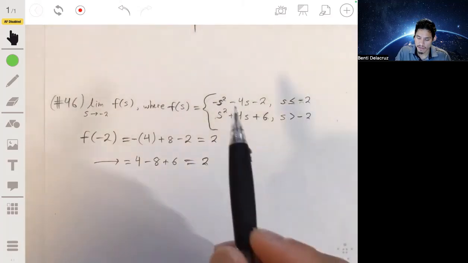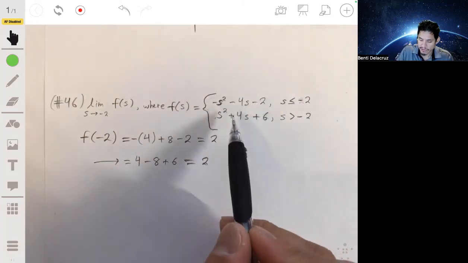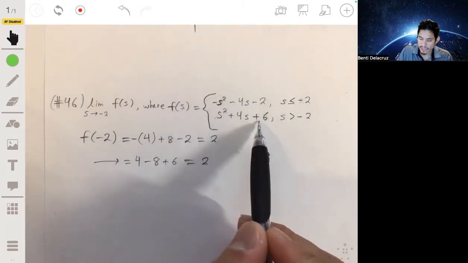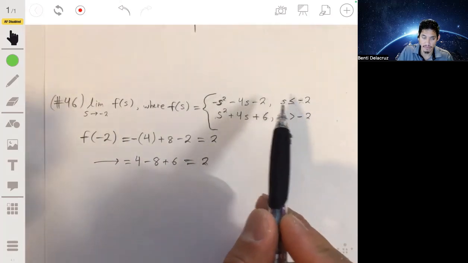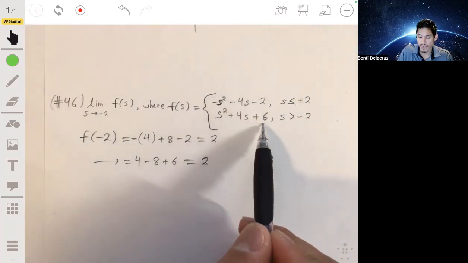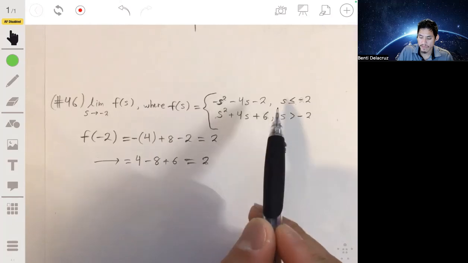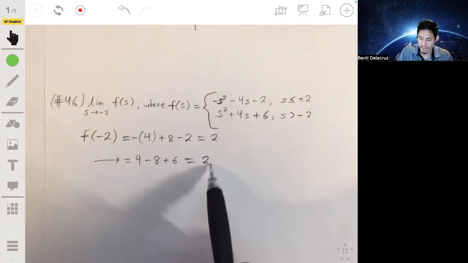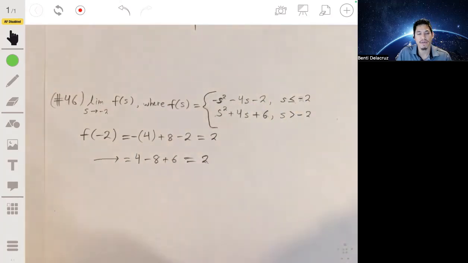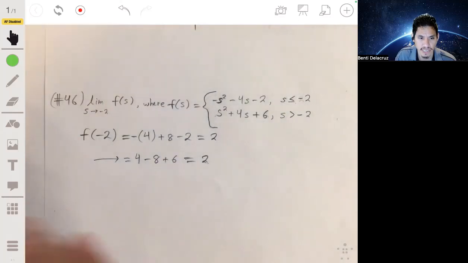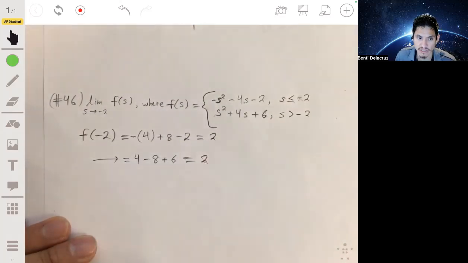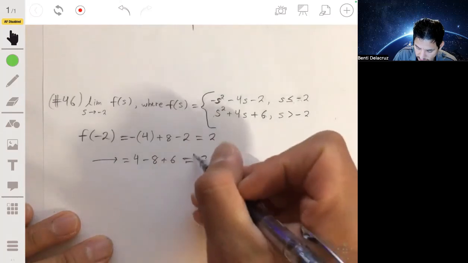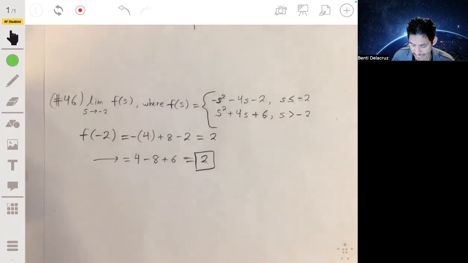So see that, when you plug negative 2 into both equations, technically the function says you have to plug it into here. But if you were to plug it into here, you still get 2, the same as you would get here. So that means the function is continuous. It connects from the left and right side at the y value 2. And so then our limit at s is negative 2 is just 2.